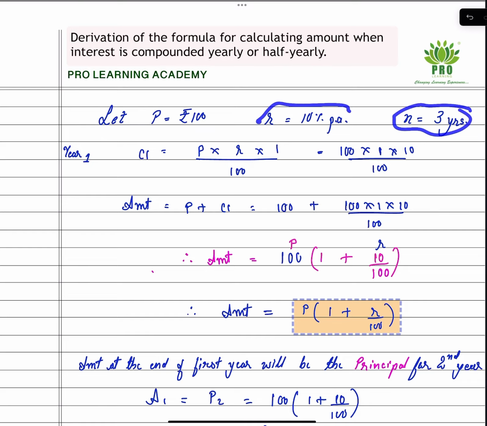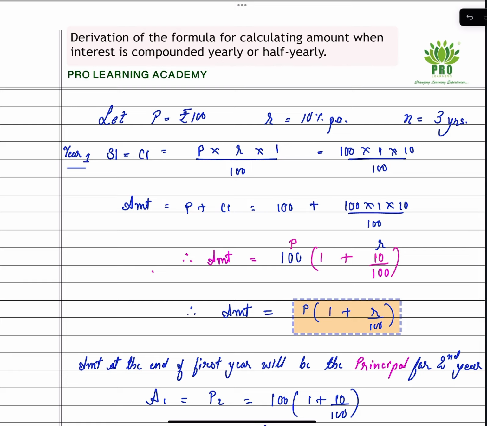So with this basic assumption in place, we will figure out the compound interest for the first year. We should know that simple interest and compound interest for year 1 are the same. So we have PTR over 100. P remains P, rate is R, and time is 1, over 100. Our principal was 100, rate was 10. So when we cancel, it will be just 10 rupees.